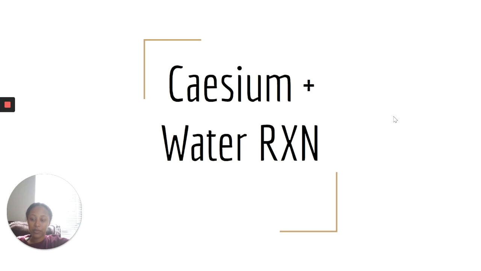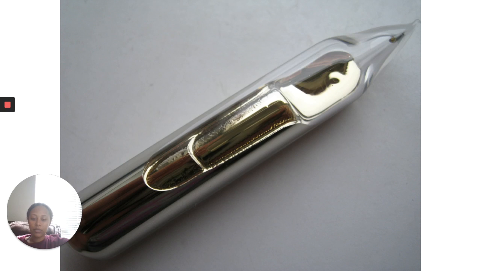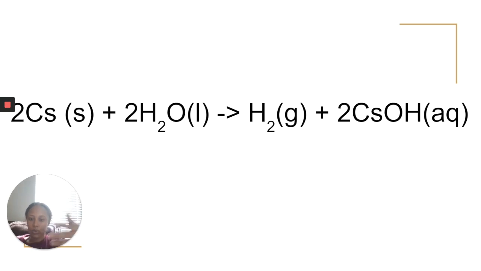So this is a reaction between cesium and water. Cesium is an extremely reactive alkaline metal. It's very reactive because it has a very low ionization energy. This reaction, cesium with water, forms hydrogen gas and cesium hydroxide. The cesium hydroxide is colorless, so you don't see it when it's formed in the solution, but you'll see videos of the reaction.